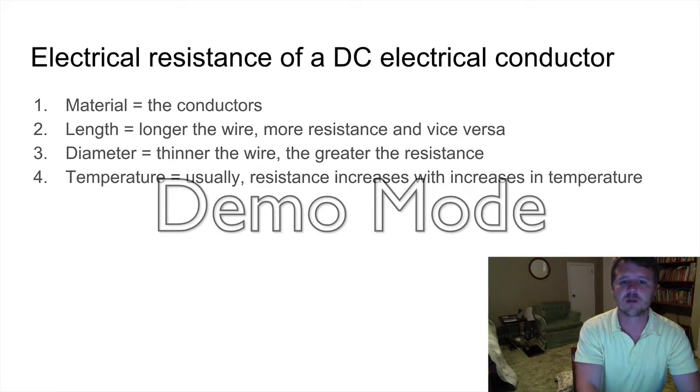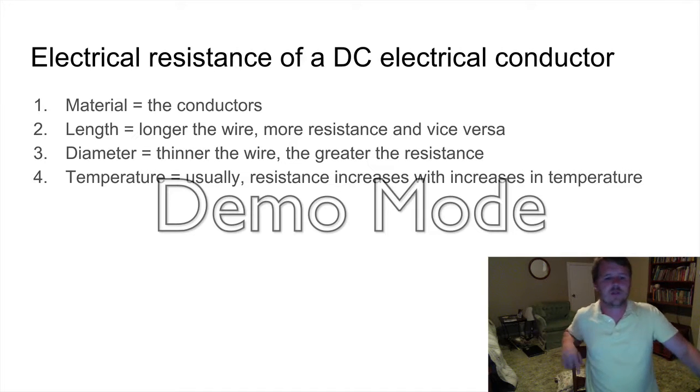So, electrical resistance of a DC electrical conductor is measured 4 different ways. You got the material of the conductor. That's going to be like the type of metal. That's pretty straightforward. You got the length. So the longer the wire, the more resistance, and vice versa. You also have diameter of the wire. Now this is a little tricky. The thinner the wire, the greater the resistance.